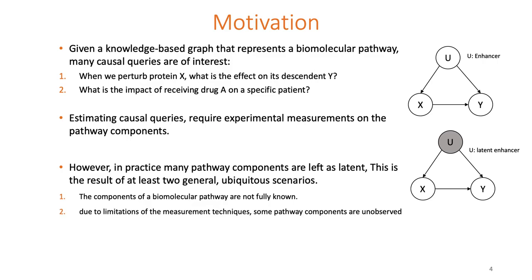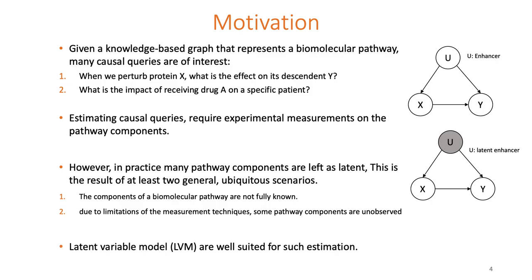The second occurs when, due to limitations of the measurement techniques, some pathway components are unobserved. For example, antibodies for a protein may not be available. Alternatively, while RNA abundances may be characterized, levels of the corresponding protein or the state of its post-translational modifications may be unknown.